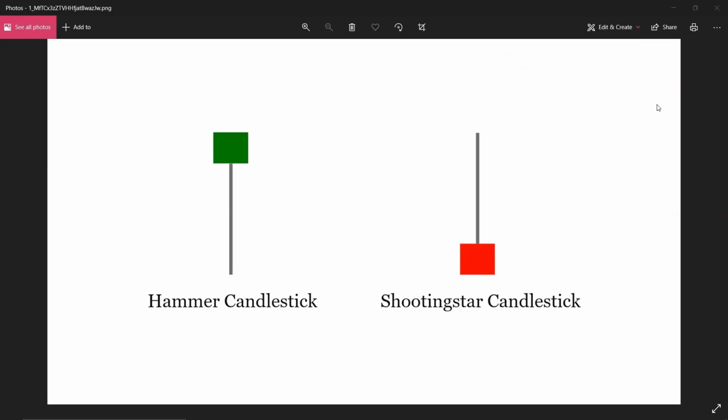The first one we're looking at here is the hammer candlestick. So it basically looks like a hammer, right? The hammer that we usually use in our lives. So this is a hammer. This is a shooting star.